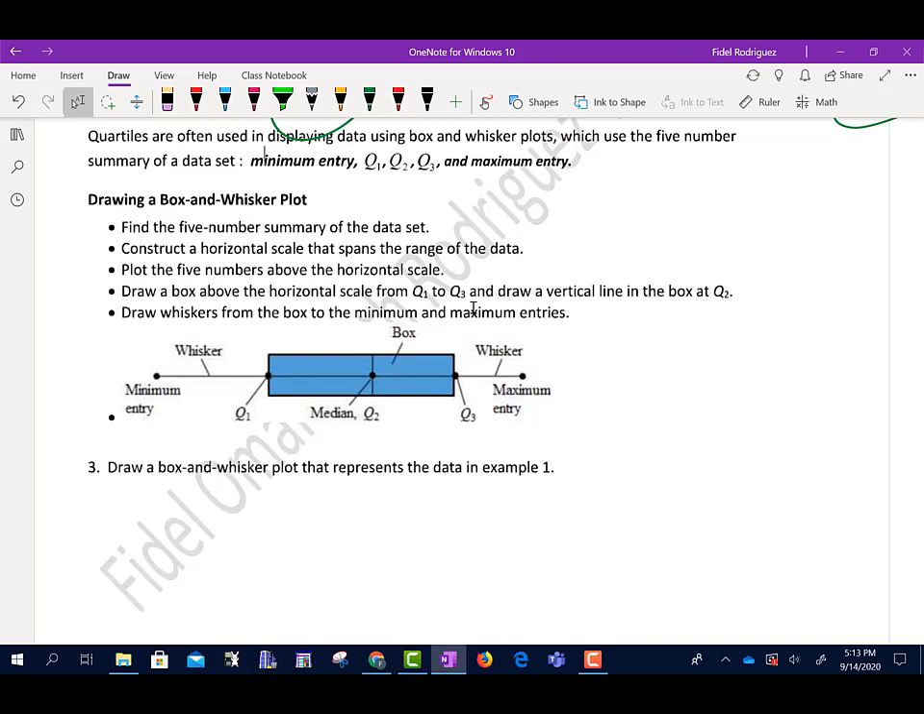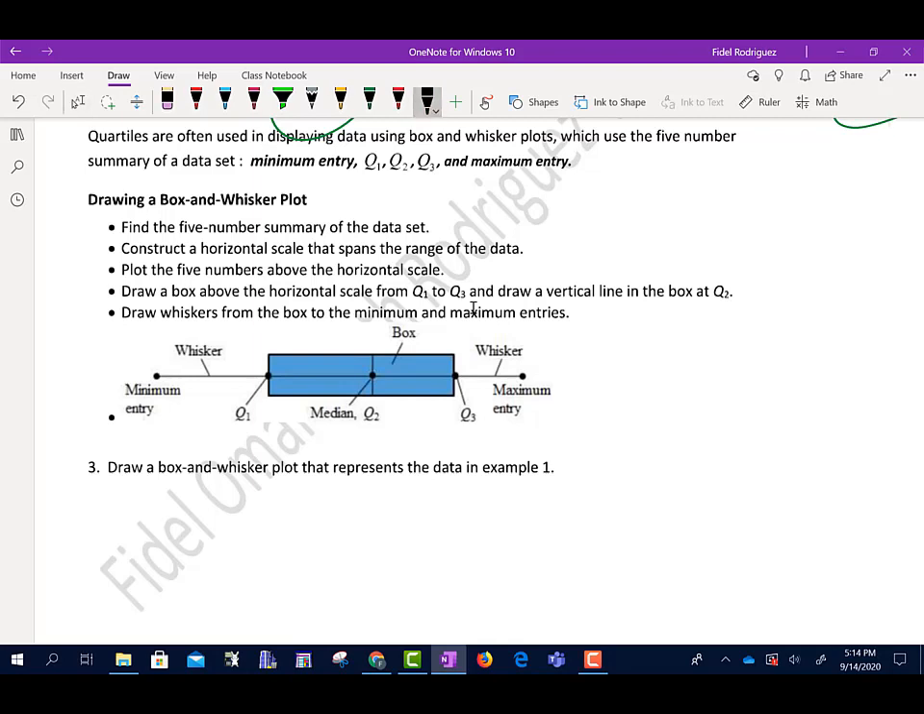draw a box and whisker plot. Find the five number summary of the data set, construct a horizontal scale that spans the range of the data, plot the five numbers above the horizontal scale, draw a box above the horizontal scale from Q1 to Q3, draw a vertical line in the box at Q2, and draw whiskers from the box to the minimum and maximum entries.